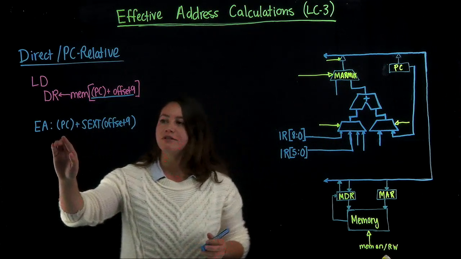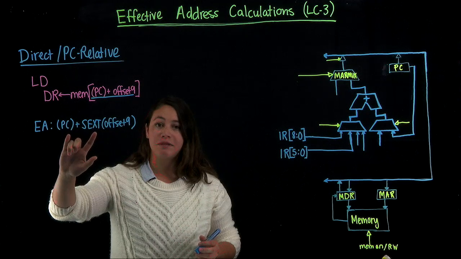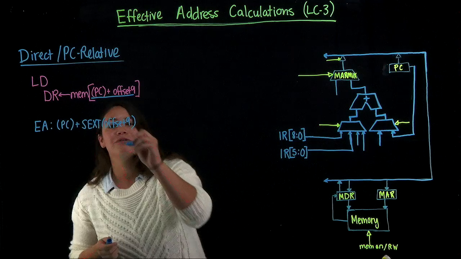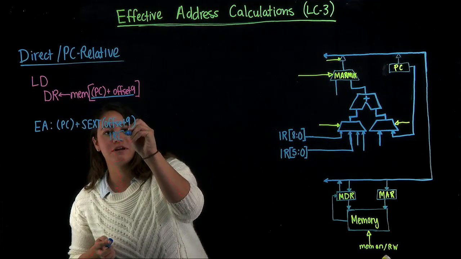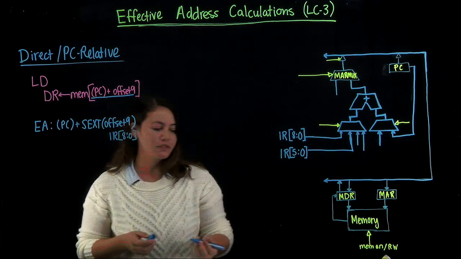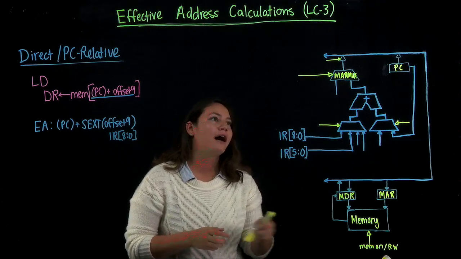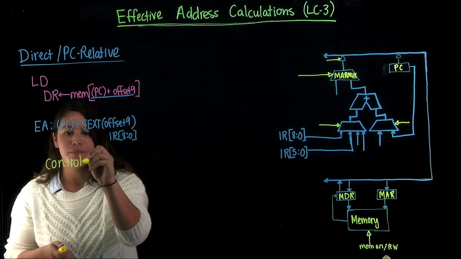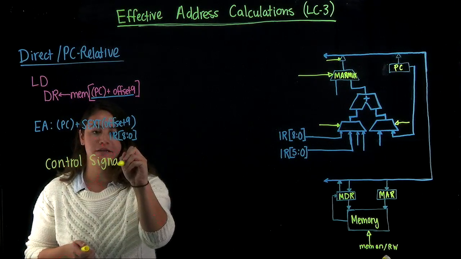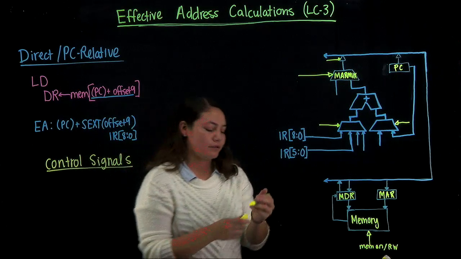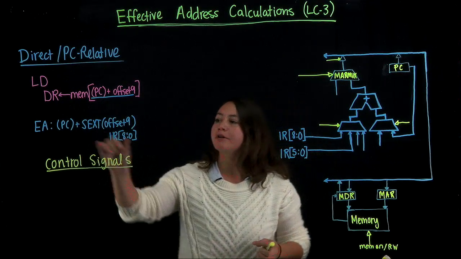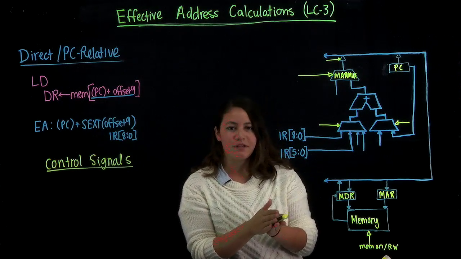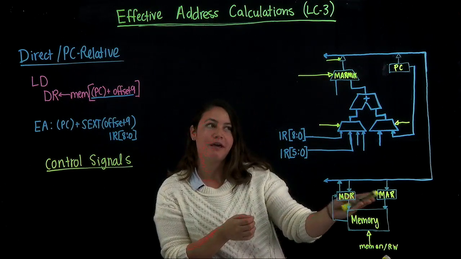So we want to just get the value that's in the PC and then add it to the sign extended offset 9, or remember that can also show up as the instruction register 8 through 0. So we're going to go ahead and list the control signals that would accomplish that in this data path. So remember, all we're trying to do is add the PC to the sign extended offset 9 and then get it into the memory address register, or the MAR.